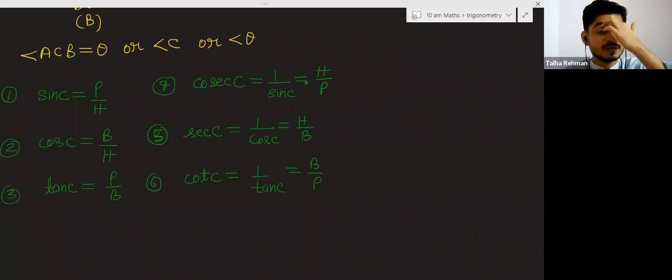The other three you can generate, because you know that cosec C is a reciprocal of sin C, sec C is a reciprocal of cos C, cot C is a reciprocal of tan C, and accordingly you can write this hypotenuse divided by perpendicular and all this. Please write this.